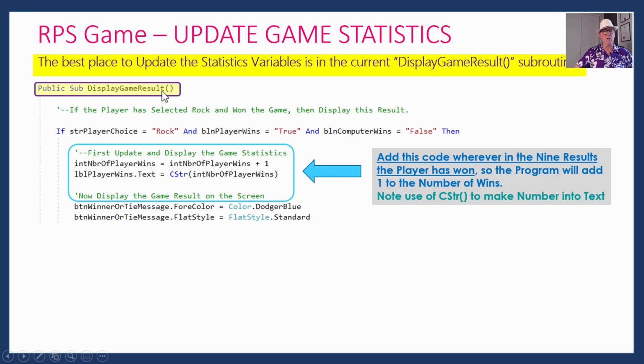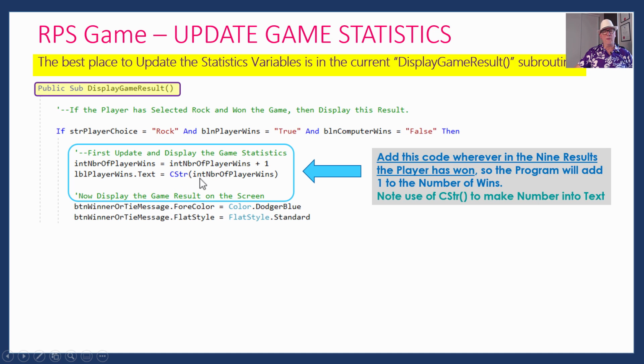So here it is, display game results already in there, and you've already got this code here. So up the top of that, straight under where if the player choice is rock and the player's won and the computer's lost, okay, that's what we're going to add. Int number of player wins is now what it used to be plus an extra one. Okay, so this is how you increase the number of player wins by 1, because they've just had a win here according to this code that's done the checking. And then we have to do that conversion to string.